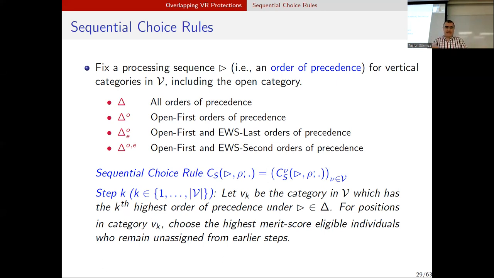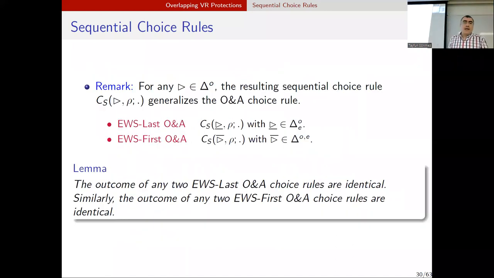These are the kind of choice rules we defined in the pandemic resource allocation paper. So you basically allocate positions category by category, one at a time, starting with the highest precedence category and then the next one, and so on and so forth. Okay. So that's sequential rules. Now, if I want to generalize, I have to start with the open category, right? Otherwise, the rule will not be legal, it will contradict.